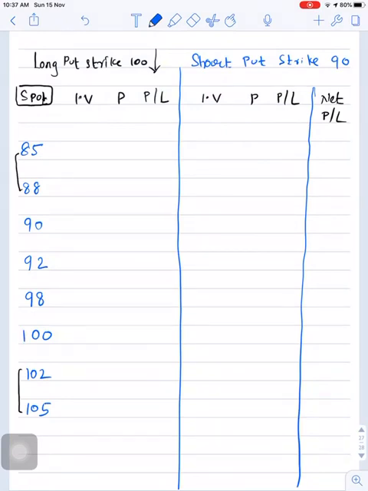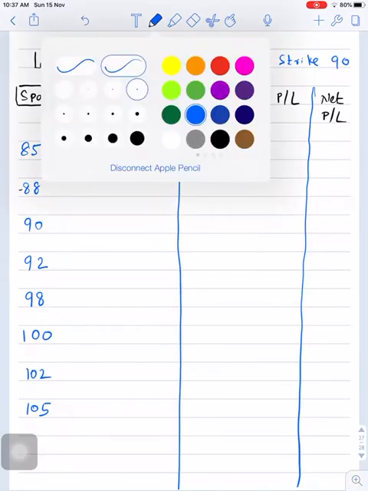Okay, now let's discuss what will be the profit and loss at 85 rupees. So for that, we need to do entry of premium. Very first thing we will do is premium entry. So when we are buying put option with strike 100, we have paid premium of 3 rupees.